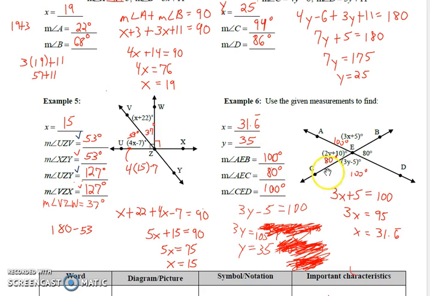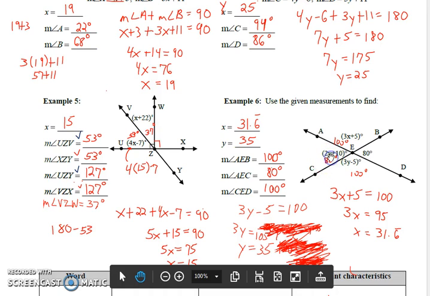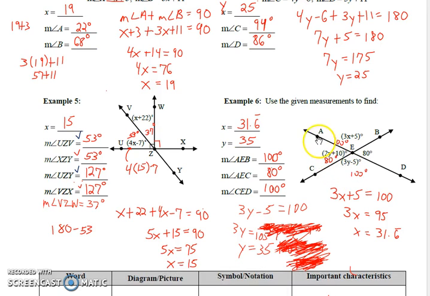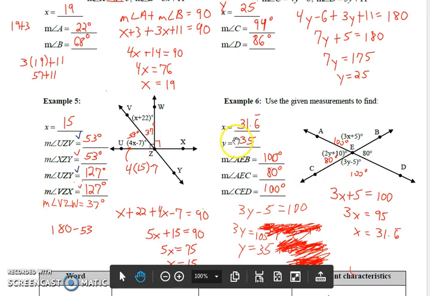So I put 35 in for CED, and I would get 100, but like we said, we already knew that one's 100. And if I want to get AEC, I could either just plug in the 35 to here. 2 times 35 is 70, plus 10 is 80. Or again, I could recognize that AEC and DEC are adjacent and forming this line. So they're a linear pair. They're next to each other. They're forming a line. These have to add up to 180. So this is 80. You also could notice that AEC is vertical to BED. So these have to be congruent. So there's a lot of ways to arrive at the answer.